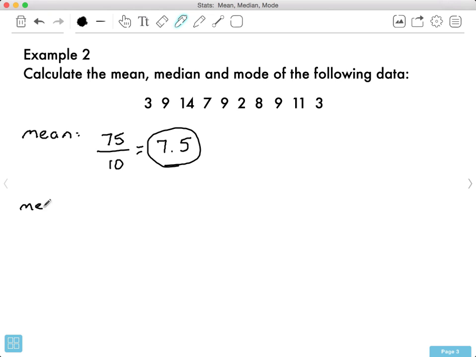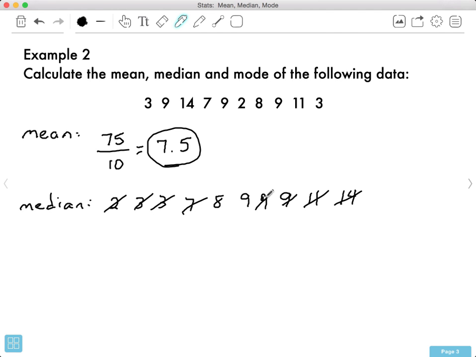My median is going to be a little trickier. I still need to sort the data, so I'm going to do that. I've got a 2. Now I have 2 3s, and then I have a 7, an 8. Still have the 3 9s. An 11, and a 14. So I sort my data and then I start working my way in again from either end. Just taking one number off either end.